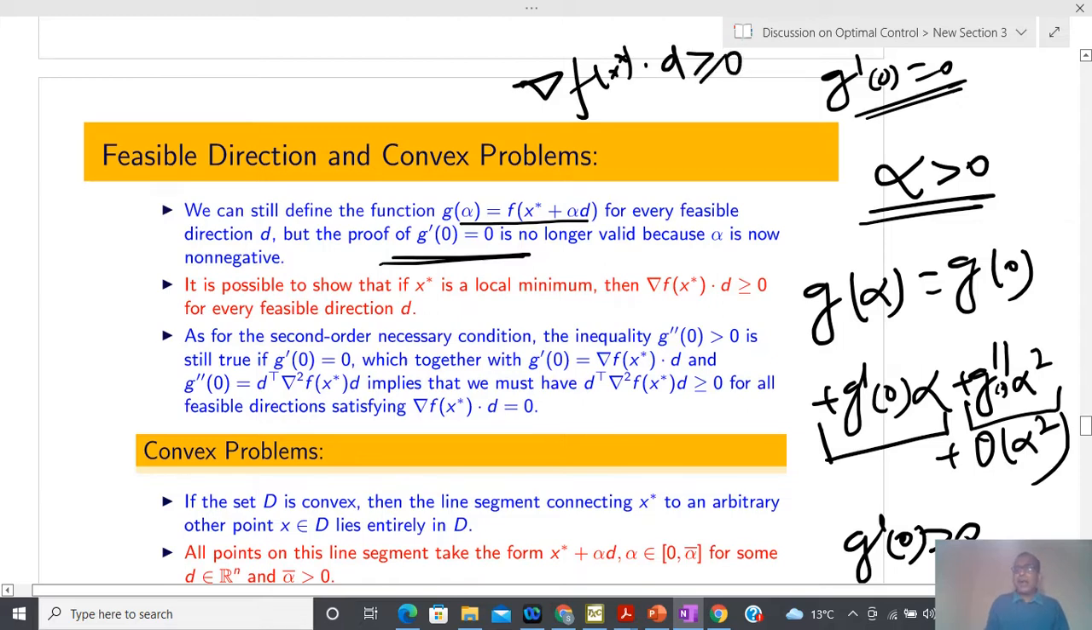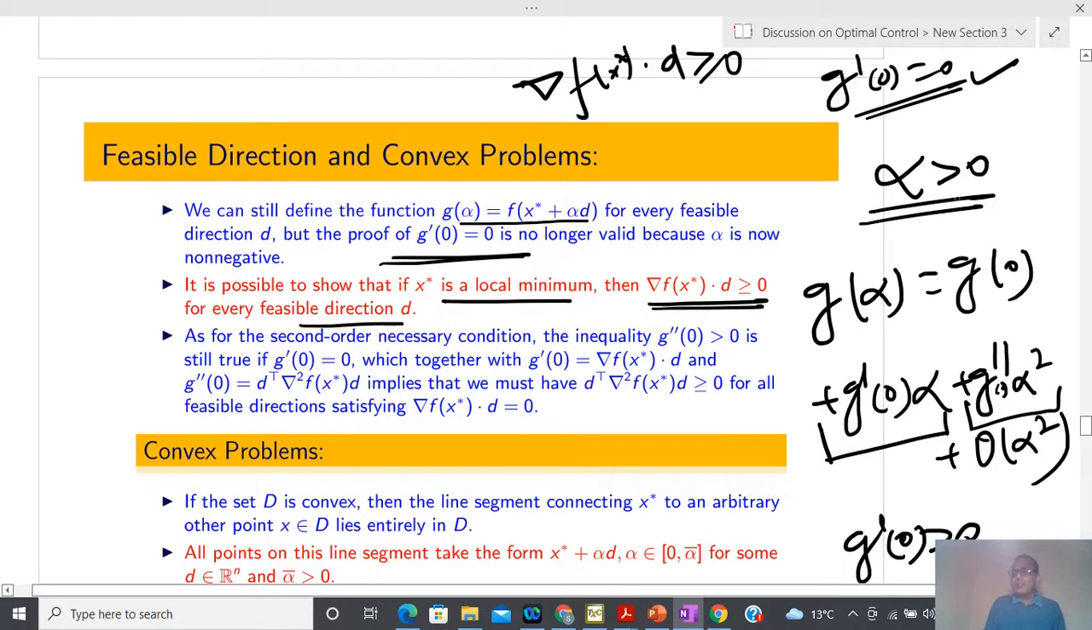So equality is also fine, that is not a problem, and due to that reason I have written that it is possible to show that x star is still a local minimum provided this condition holds for every feasible direction in D. Does anyone have confusion? Have you been able to understand this point or not? Since alpha I can take positive and negative, due to that reason I am able to establish this.